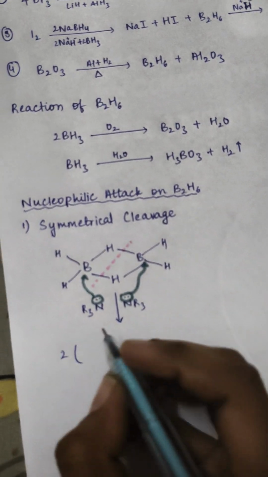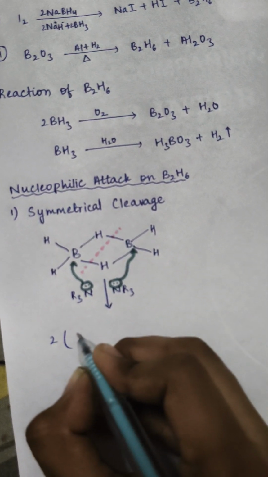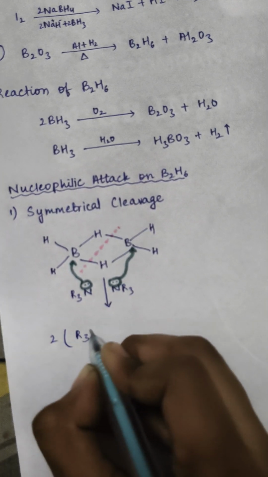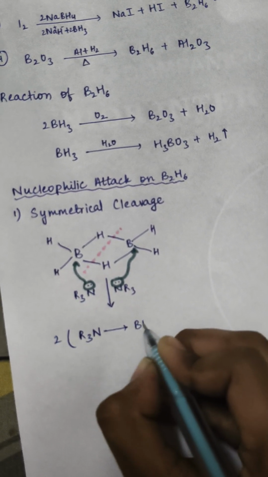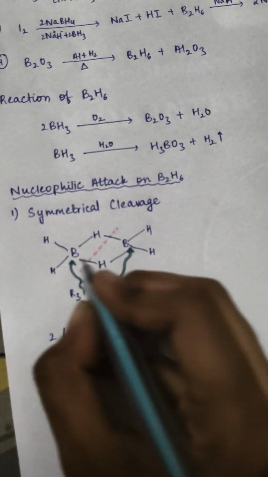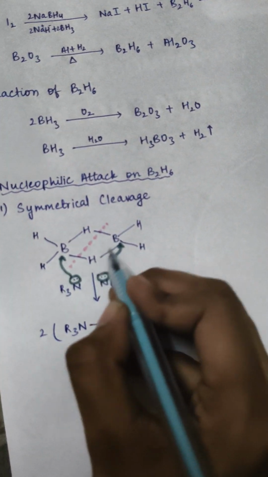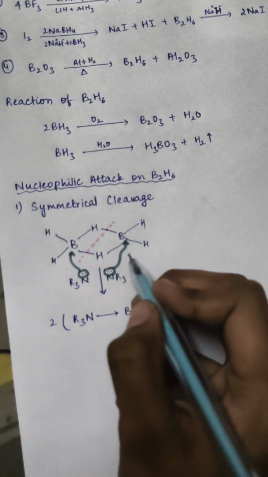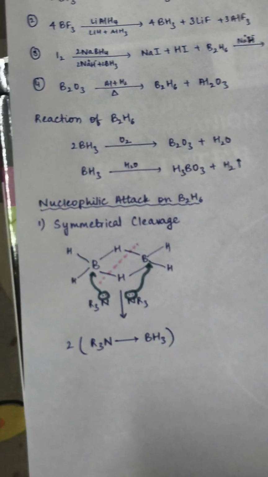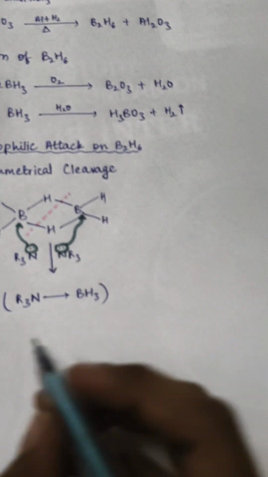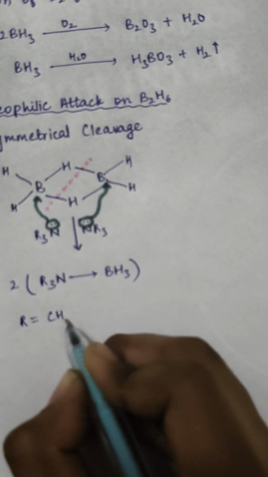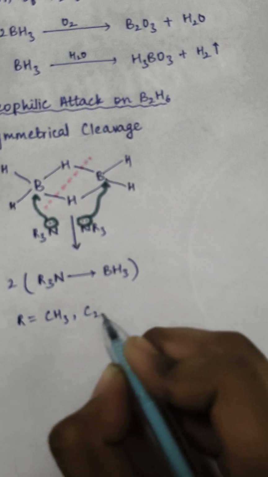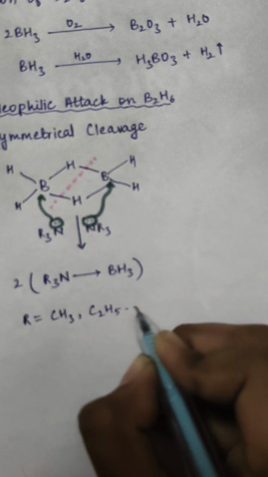And you will basically get 2 moles of BH3·NR3. Listen here. This is how it happens, and the R can be anything like CH3, C2H5, and anything.